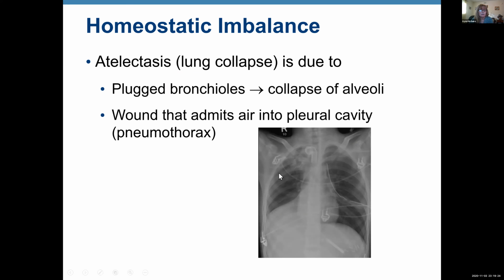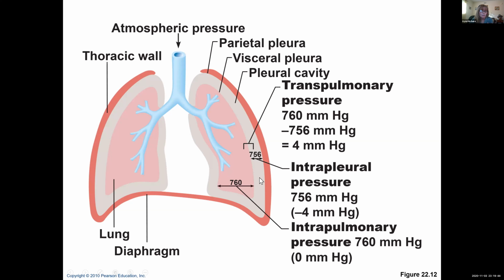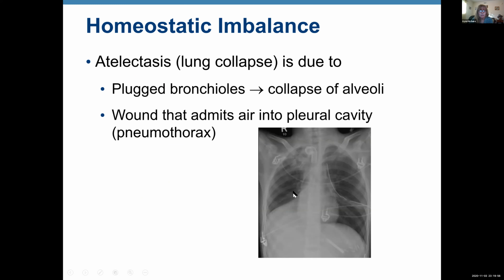Lungs can collapse for several reasons. For example, if we have plugged bronchioles, then there will be collapse of alveoli, or there is some air that enters the pleural cavity, pneumothorax, right? And when air enters the pleural cavity, if here we have air, then our pressure is going to be equal to atmospheric pressure. Then we would have 760 here, 760 here, and then the lungs collapse. You can see on this picture this right lung is way smaller over here. So that's the collapse of this lung. That's called atelectasis.